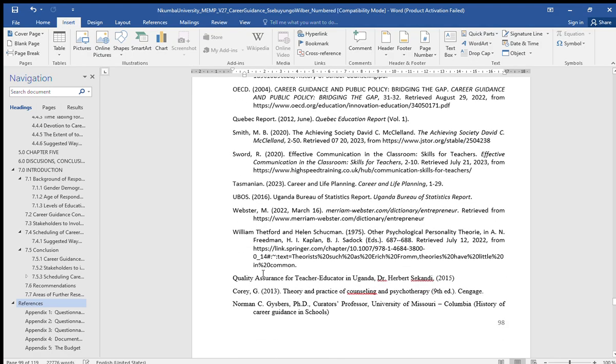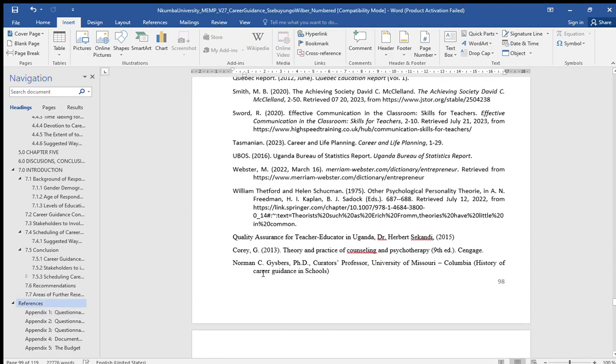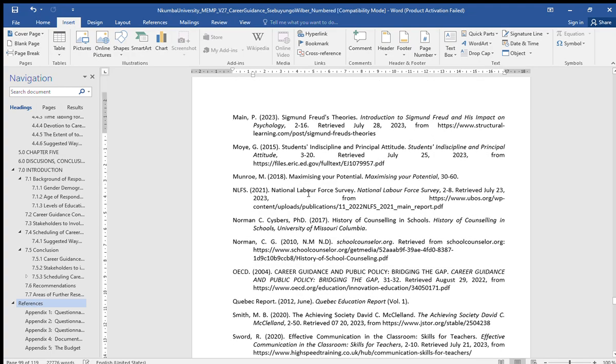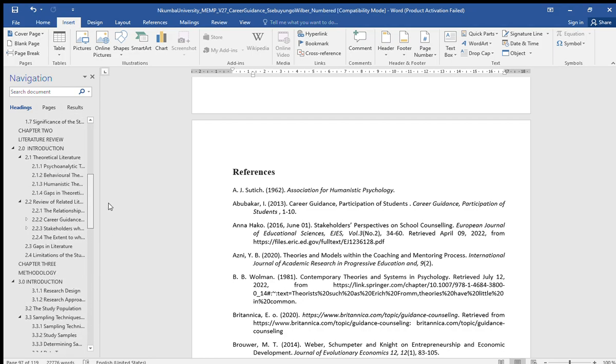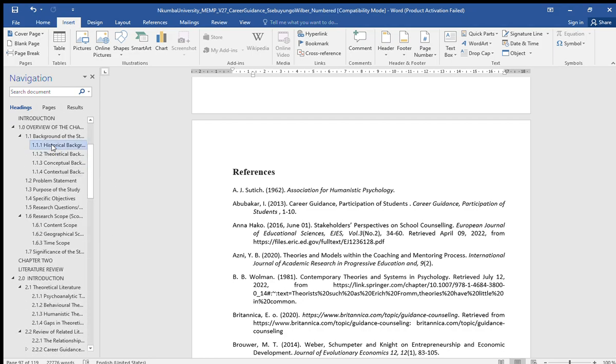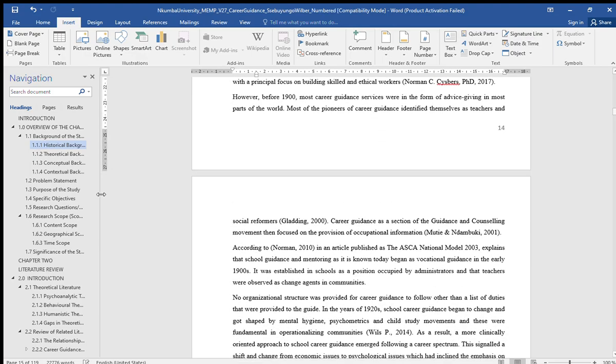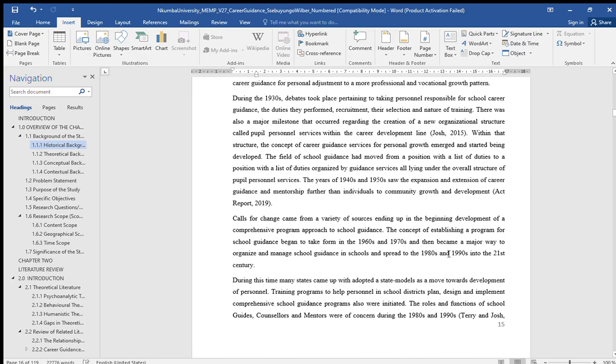So if in the references it is not there, then it can be rejected. I'm saying Williams. These details, Williams, the title is Other Psychological Personality Theory. So in references, that name must reflect so that your writings are not disputed here in the historical background and everywhere.